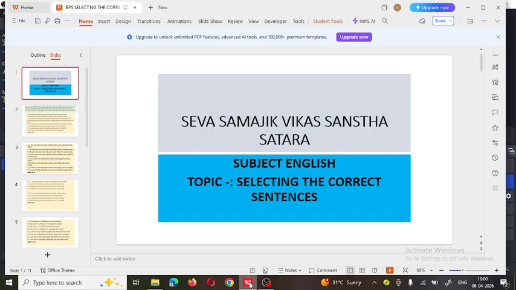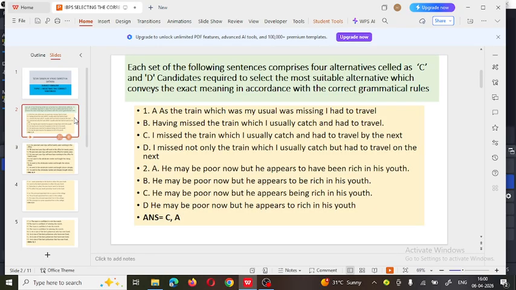In today's English session, we are going to discuss how to identify the correct sentence. Now the question can be asked in a different way. See the question on the screen.